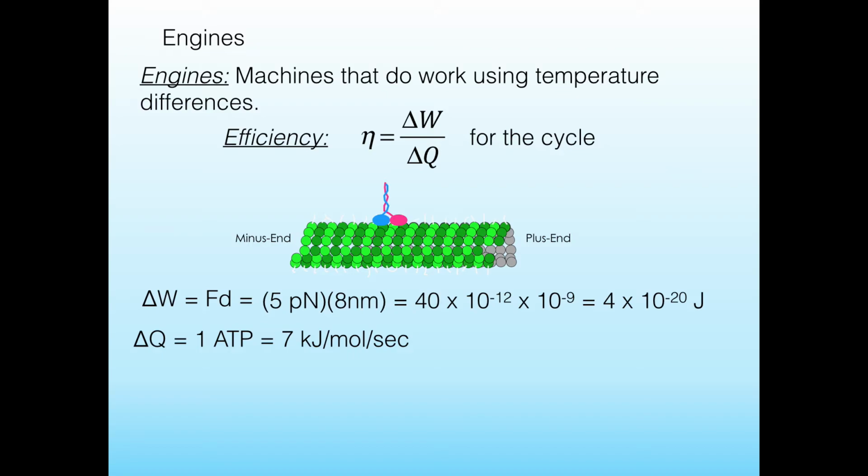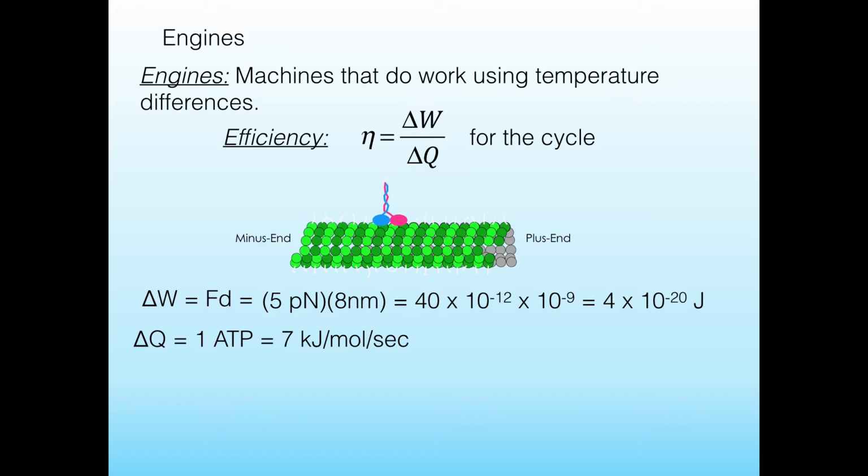Now we want to figure out what the bottom term is, the change in the heat, and we know that each step takes 1 ATP. And I was able to find in a reference online, doing a PubMed search, that 1 ATP is about 7 kilojoules per mole per second, and this was measured for a different motor protein, the myosin motor protein, which is found in your muscles. But since they use the same idea and they both use 1 ATP per step, we can kind of use the same idea. So let's convert this, and it should be on the same order of magnitude.